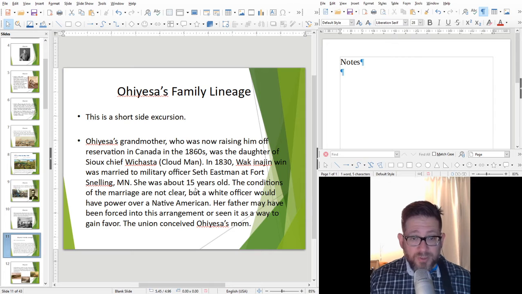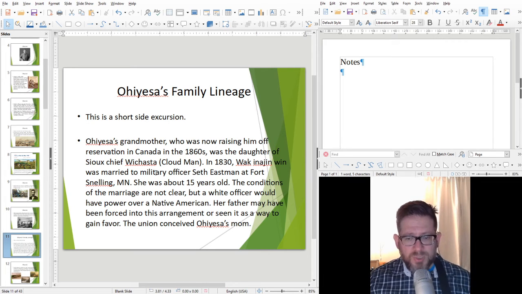When she was married to him, she was only 15 years old, right? And pretty immediately, she gave birth to a child. I don't know if she was pregnant before they were married or not. The marriage took place not in a church, but at a military wedding at the fort. And that's important. And you'll see why in a moment.